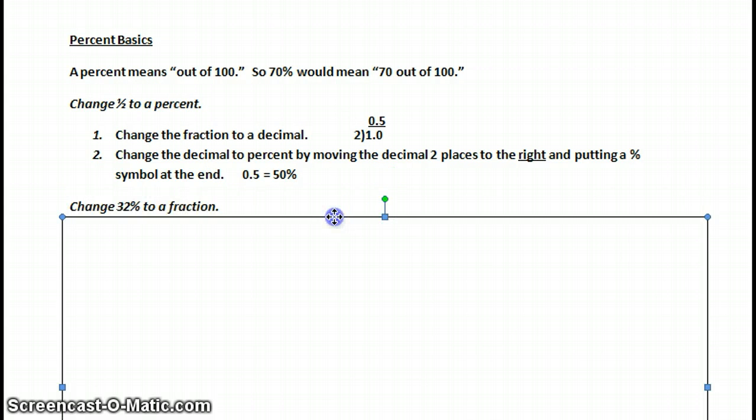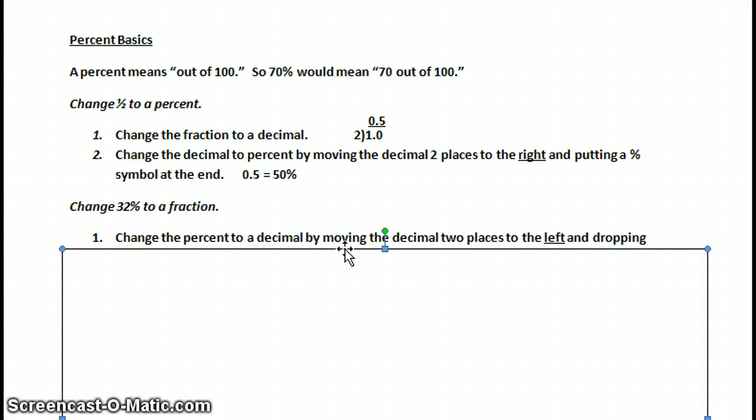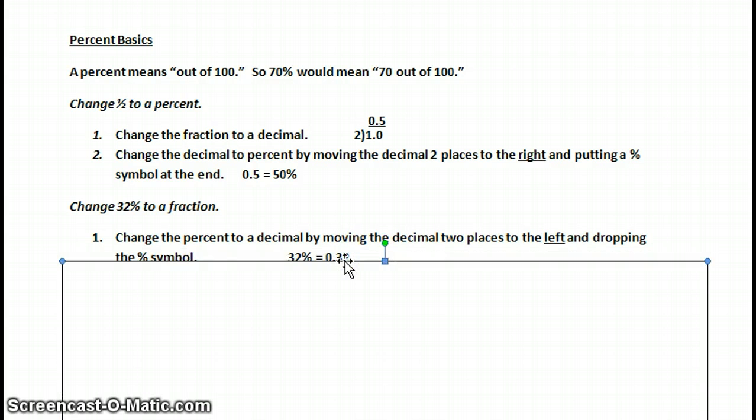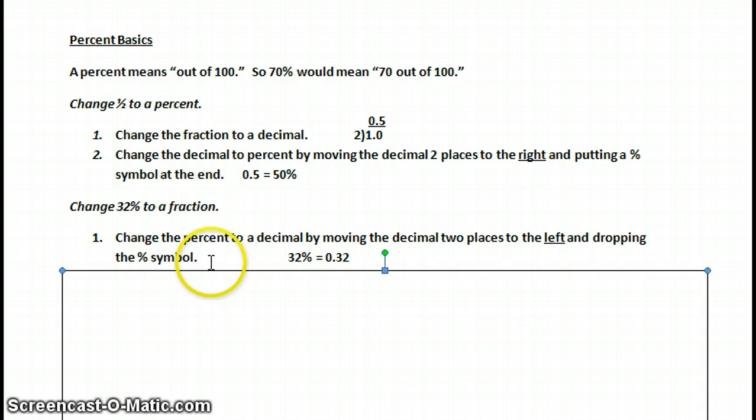Next is if I want to change a percentage to a fraction. I'm kind of going to go backwards. First thing I'm going to do is change the percent to a decimal by moving the decimal 2 places to the left and dropping the percent symbol. So I'm kind of doing the opposite of step 2 up here. So 32%, the decimal is understood to be right there. After the 32, I would go 1, 2, and call it 0.32.